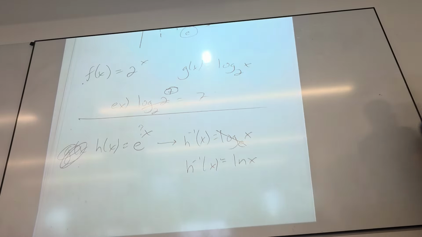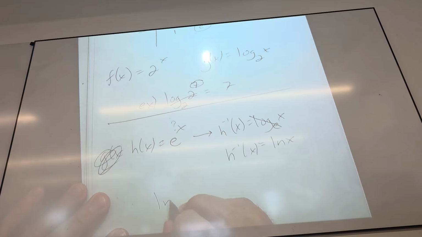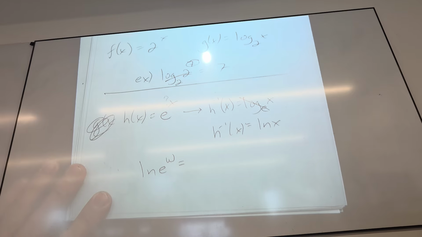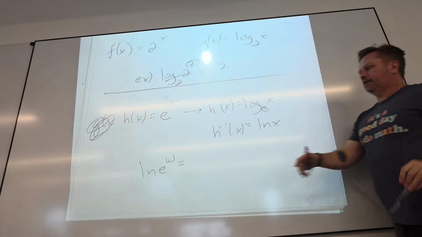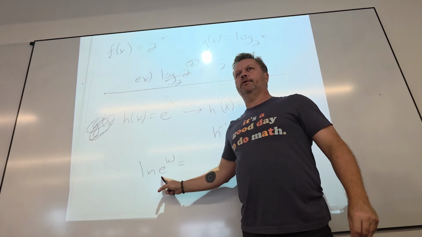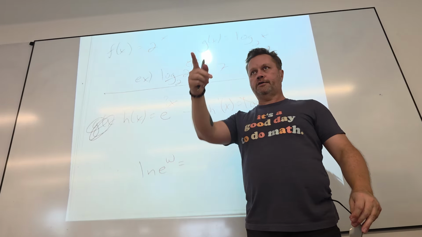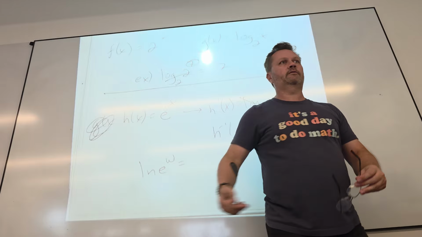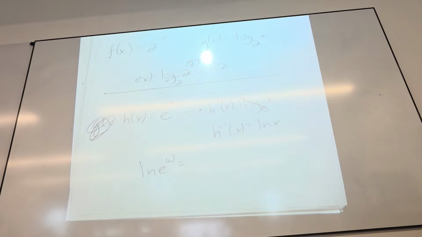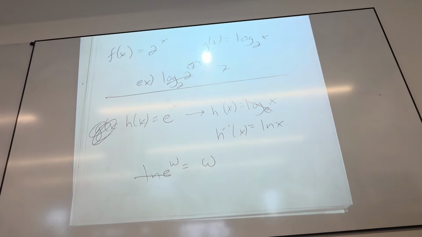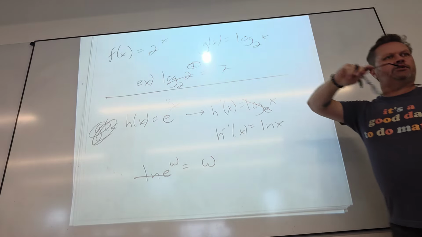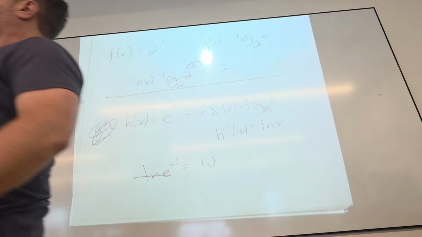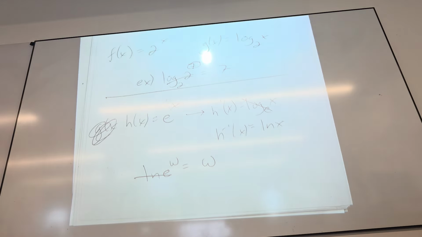So what would this be? How do natural log and e to a power relate? What are they to each other? They are inverses, so they kill each other. So what's the answer? W. That's it. That's one generalization I want you to take away. If you know a function and its inverse, if you plug one into the other one, they kill each other. You're left with whatever's on the inside. They undo each other.